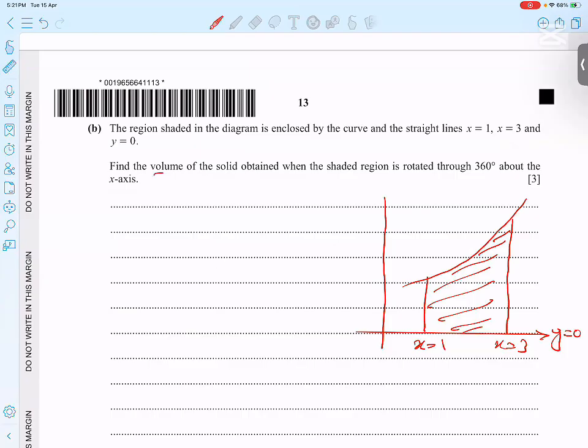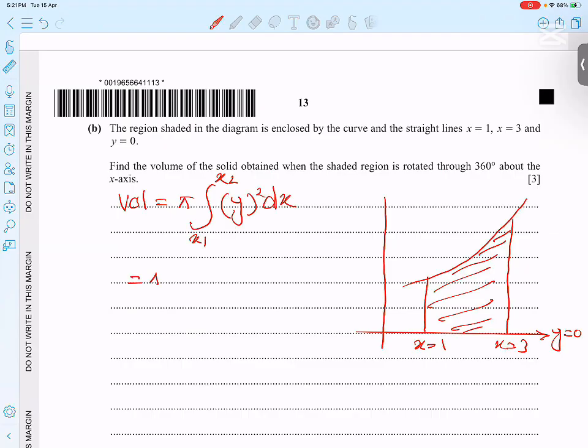If you rotate it about the x-axis, look here: find the volume of the solid obtained by rotating the shaded area about the x-axis. So basically, what is the formula for the volume about the x-axis? Pi, outside, integral from x1 to x2 of y squared dx.